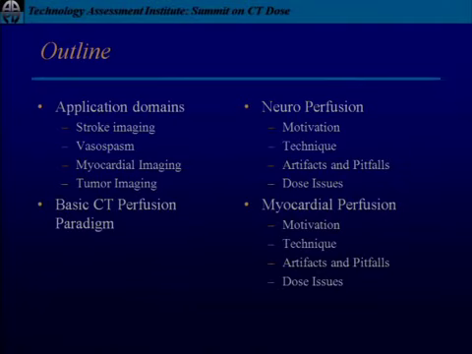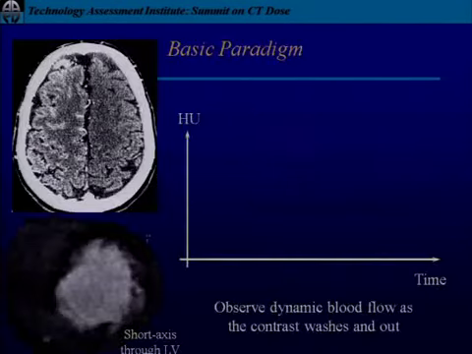So initially, I'll talk about the basic CT perfusion paradigm, and then I'll sort of divide the overall presentation into two portions: neuro perfusion and myocardial perfusion. Okay. So here we have a head CT that I showed in the previous talk. As I said earlier, we have the cortical ribbon over here, but over here there is a deficit in perfusion.